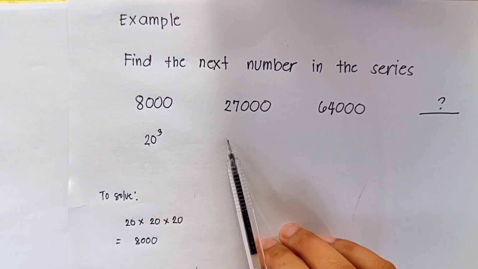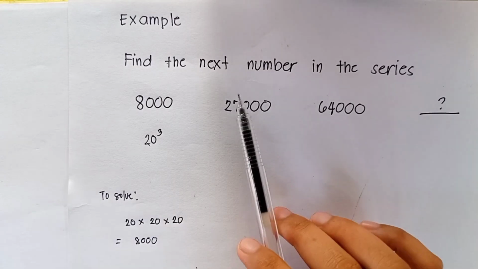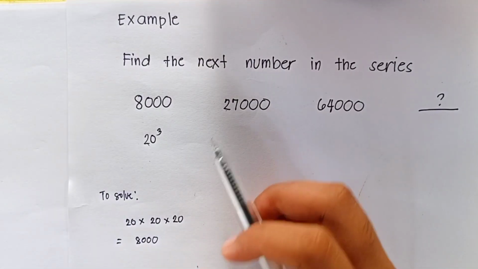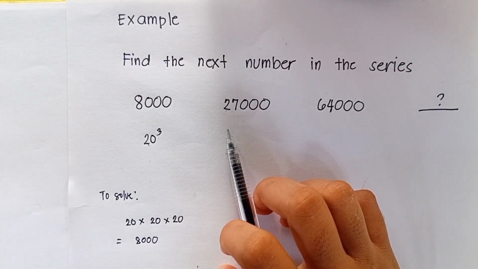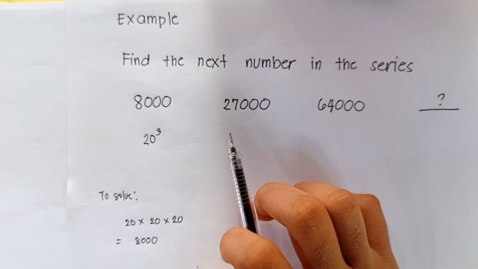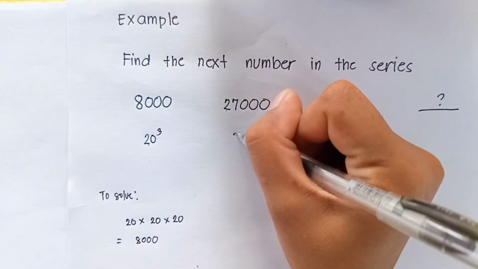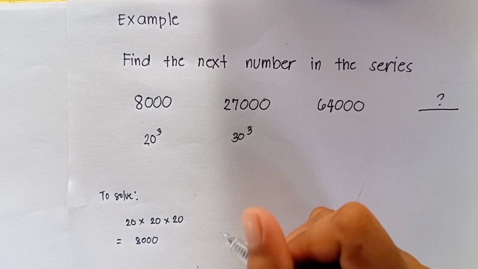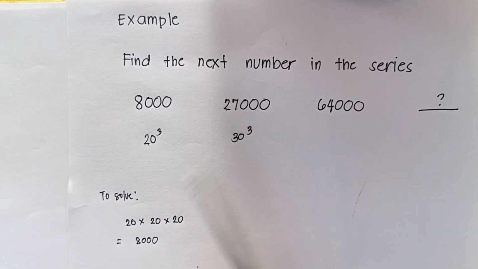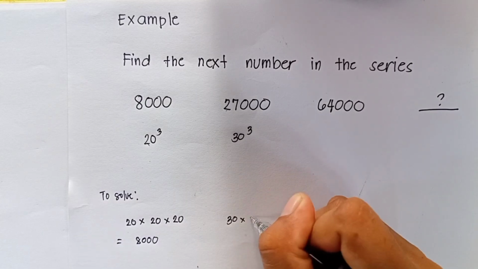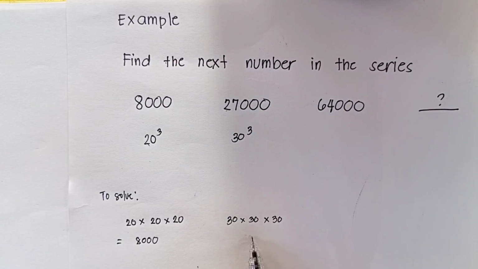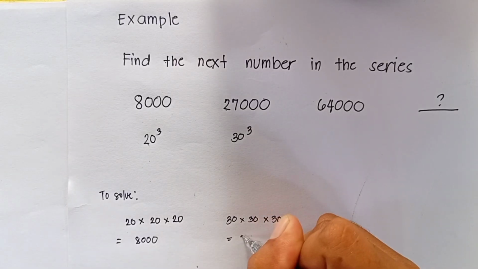Now let's go to the next number, 27,000. So let's look at the digit 27. So 27 here is a cube number of 3 to the power of 3. So therefore, the perfect cube number of 27,000 is 30 to the power of 3. So let's solve 30 to the power of 3 if it is 27,000. So 30 times 30 times 30. So 30 times 30 is 900. The 900 times 30 is 27,000.